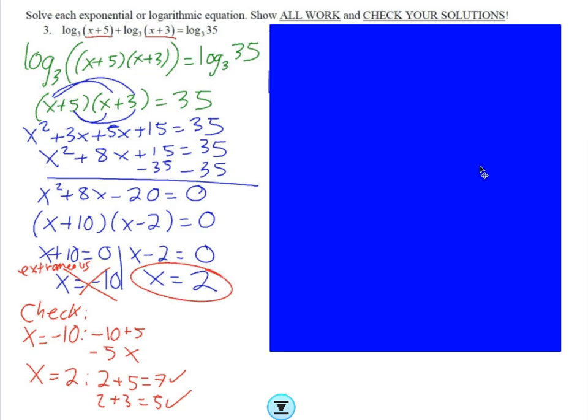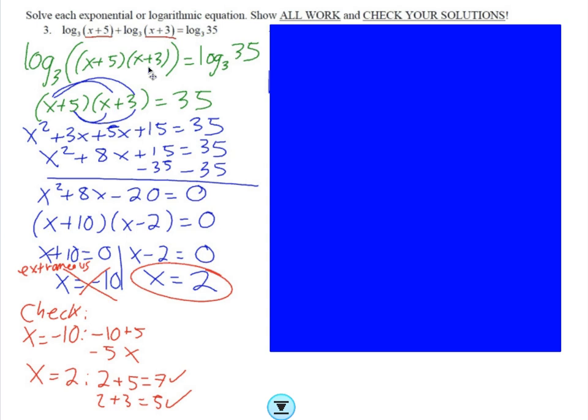For number 3, this is a logarithmic equation. It is log equals log. That is the type. I can tell because I have all of these logs and no constants by themselves, constant again being a number. The first thing that I want to do here is condense on the left-hand side, so I get log base 3 of x plus 5 times x plus 3.